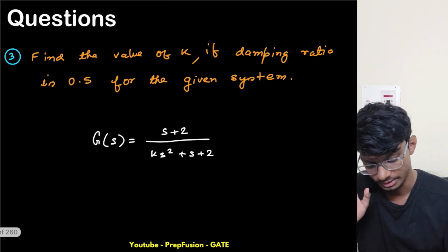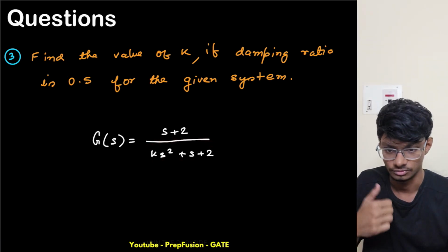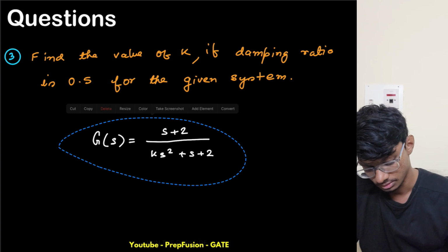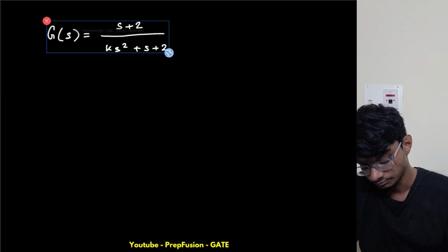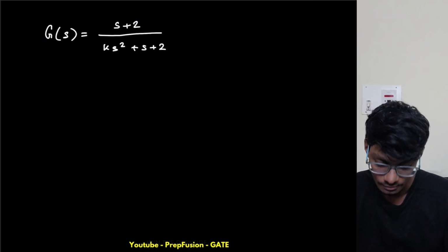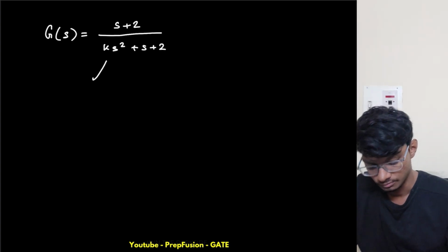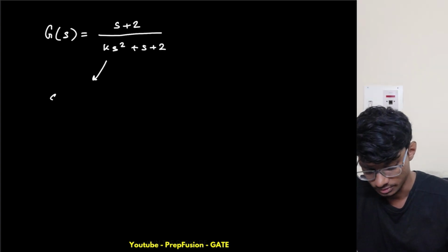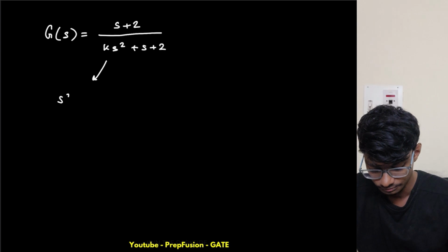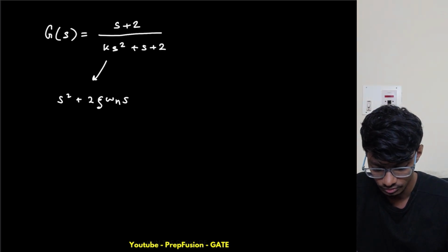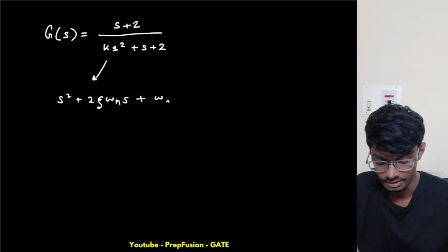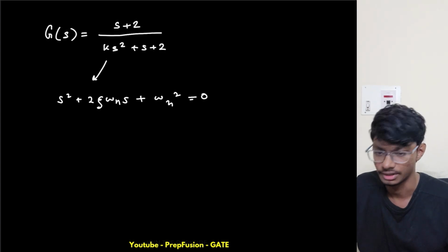Simply, I didn't convert this into standard form. So let me first copy this one and convert it into standard form. How will I convert? Basically, I will get the characteristic equation of this. The standard equation is s square plus 2 zeta omega n s plus omega n square equals 0, the characteristic equation.